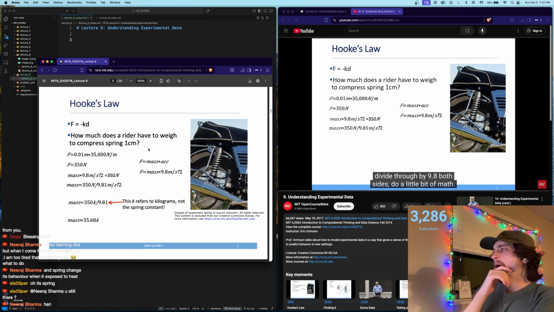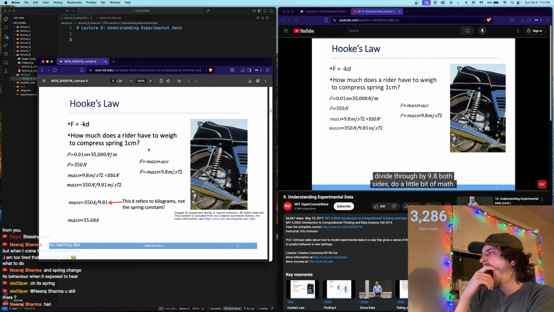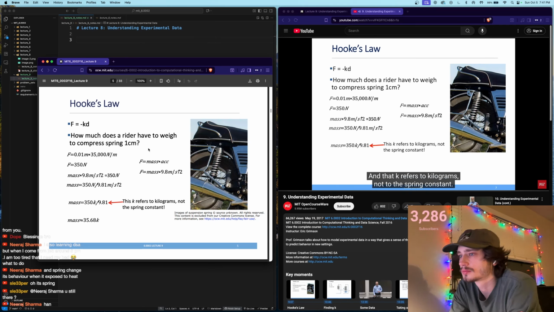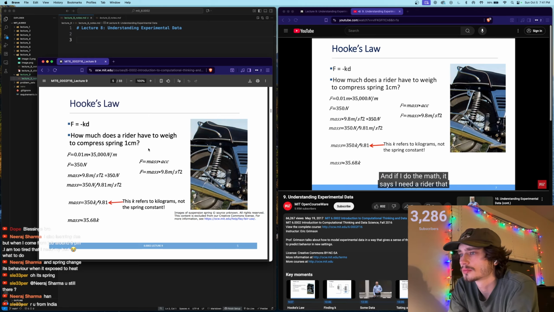Divide through by 9.8 both sides. Do a little bit of math. And it says that the mass I need is 350 kilograms divided by 9.8. And that K refers to kilograms, not to the spring constant. Poor choice of example, but there I am. And if I do the math, it says I need a rider that weighs 35.68 kilos.